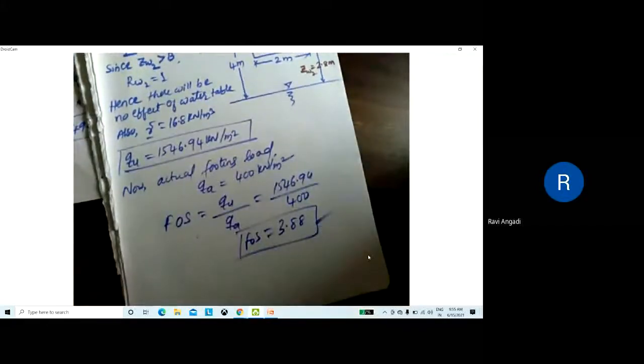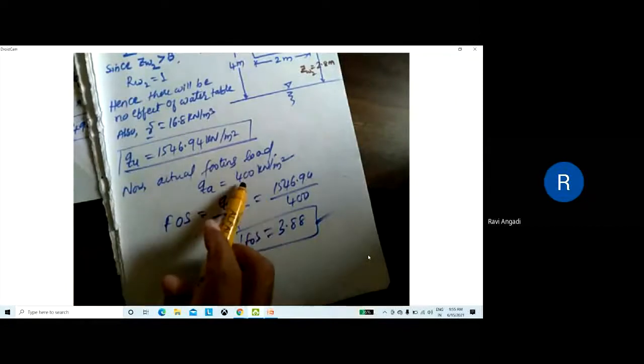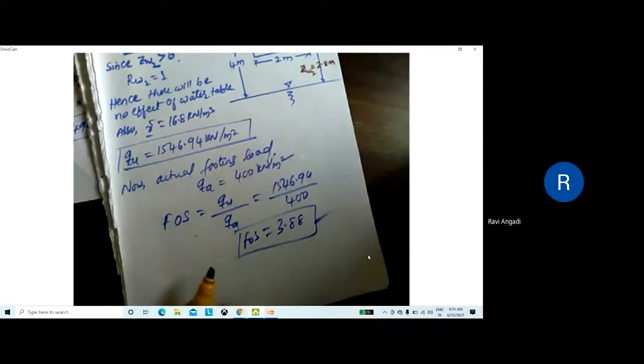We are taking it to mean that it can resist 4 times whatever load is acting. This much pressure it can resist, but the load coming is only 400. So it is safe to take that load. Understood how to calculate the factor of safety? Yes, sir. Likewise, the other conditions are also considered. So this is the first case, and we have calculated the factor of safety.